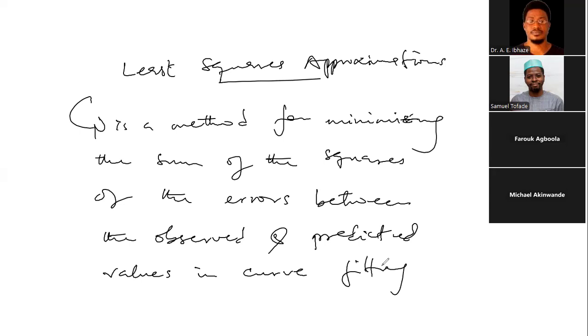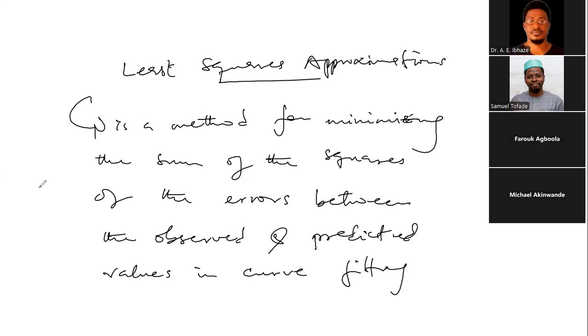So now we want to get a perfect fit or a near perfect fit for our curve, as an approximation of the function. This method is literally used for minimizing the sum of squares of the errors between the observed and the predicted values. Better still, between the actual values, the measured data, and the predicted data.